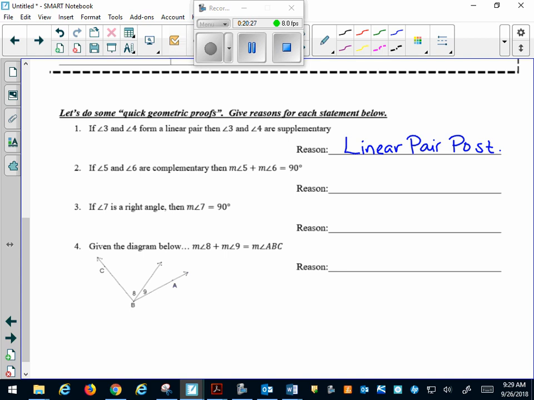What did you know the definition of? I'll give you a hint. It's a definition. If I say to you, 5 and 6 are complementary, and you say, oh, so 5 and 6 must add up to 90, what do you know the definition of? Exactly. So that would be your reason in the proof. Definition of complementary.